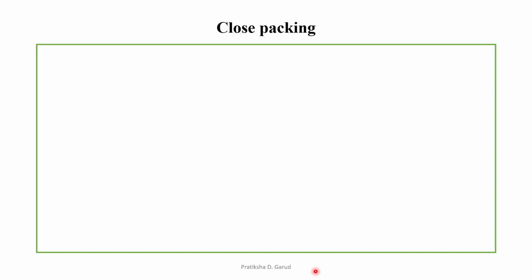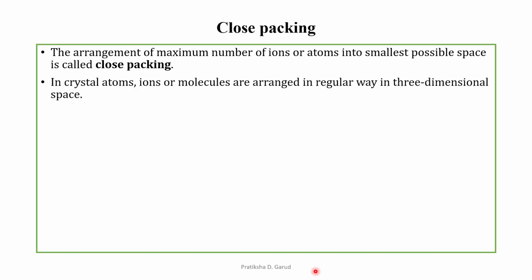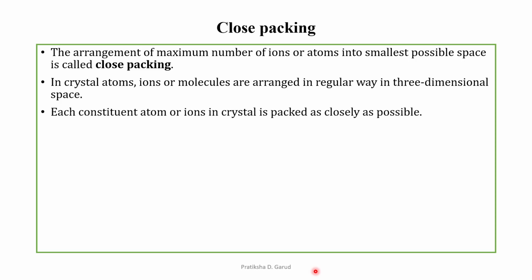So the next point in the ionic solid is the close packing. So what do you mean by close packing? As the name suggests, the arrangement of the maximum number of ions or atoms into the smallest possible space is called close packing, right? So when we are putting more ions or atoms in the smallest space, that is considered close packing. In a crystal, atoms, ions or molecules are arranged in a regular way in three-dimensional space. So each constituent atom or ion in a crystal is packed as closely as possible, right?